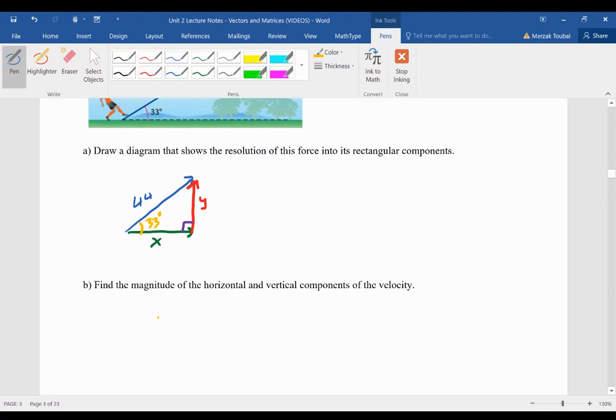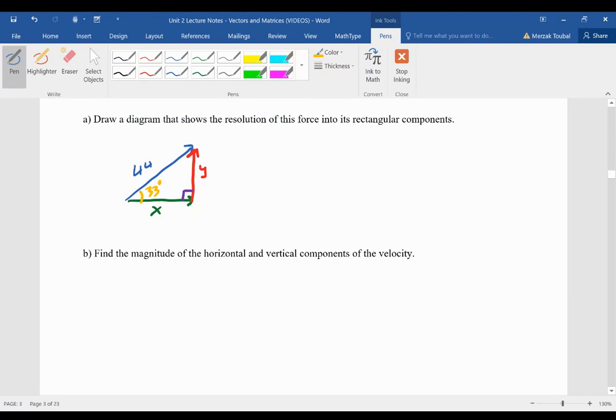Question B, find the magnitude of the horizontal and vertical components of the velocity. So we do the same thing. We're going to say cosine 33 equals x over 44. You can skip this step if you like to. So x equals 44 cosine 33. And then you do the numerical computation. So 44 cosine 33, that's 36.902 feet per second. Not newtons.